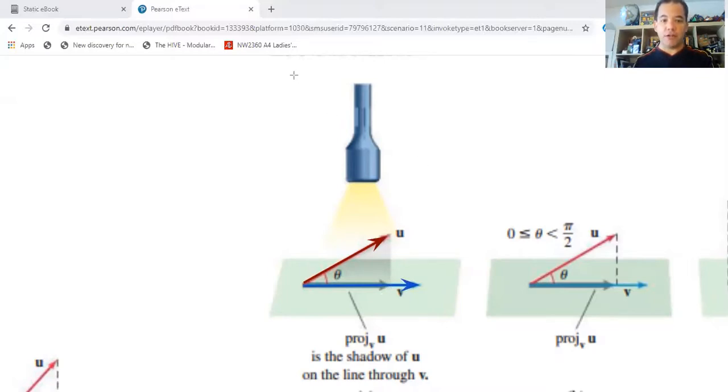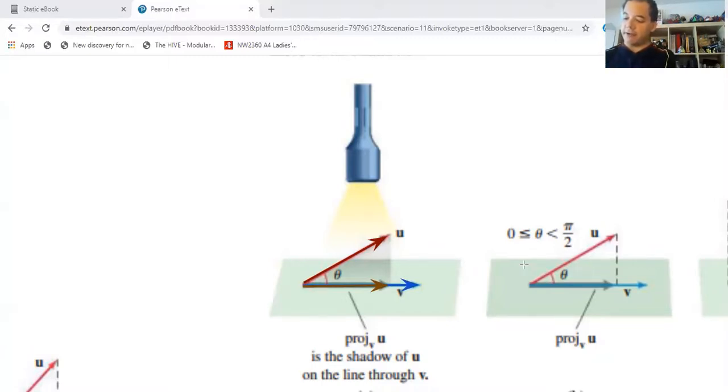So what is the shade of that red vector? I'm going to draw it with brown. So if you project, the shade is going to look like this, right? And so that's exactly what we want to figure out. How can we figure out the projection? That's the correct name. The projection of the vector u onto the vector v.